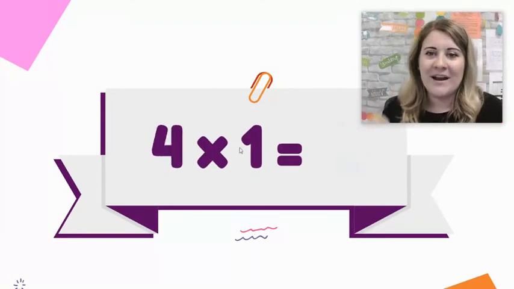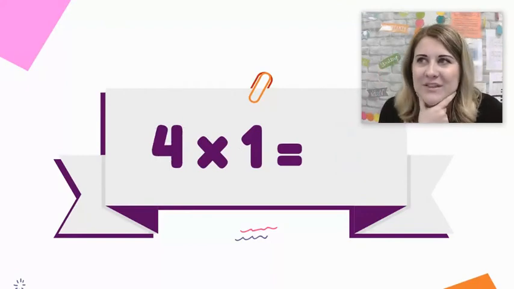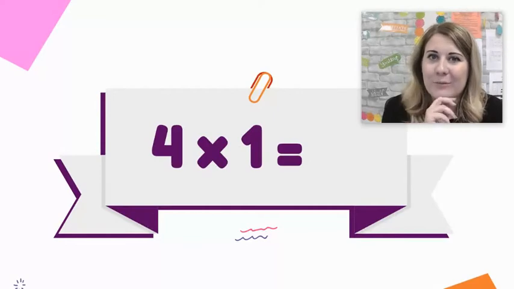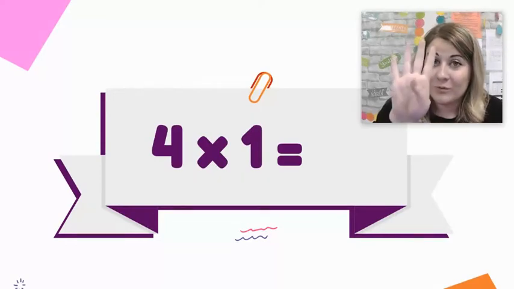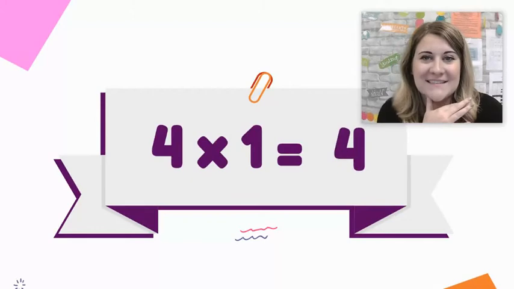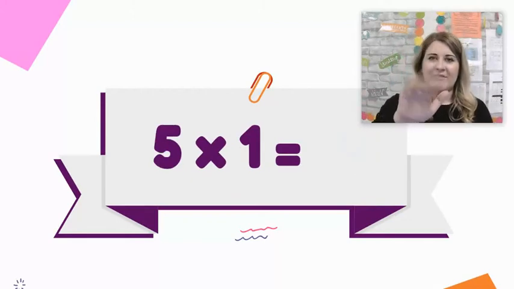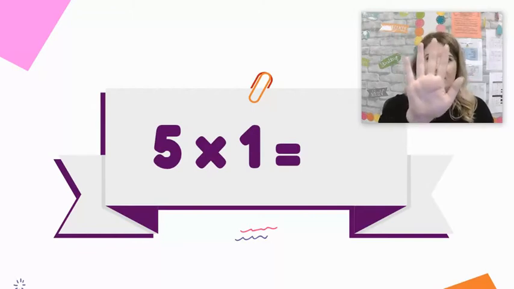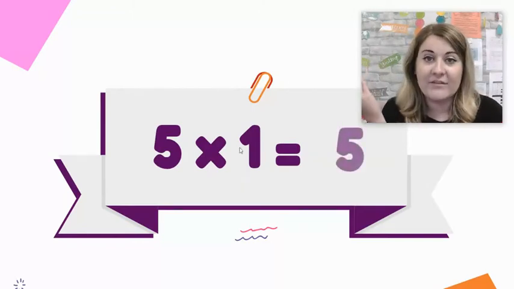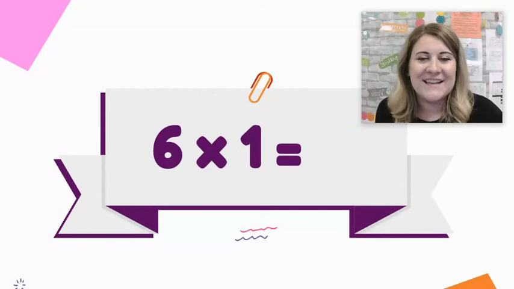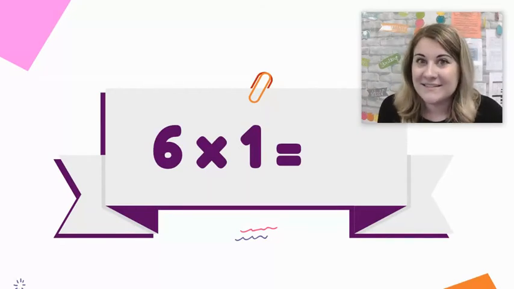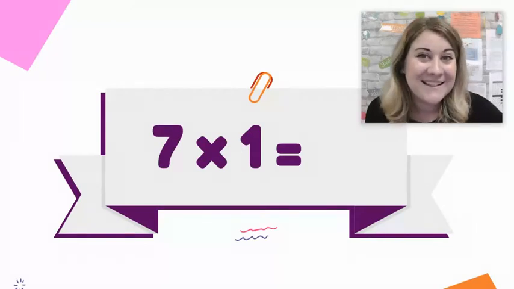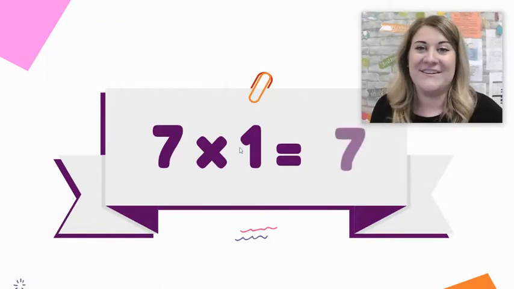All right, let's try 4. If I have 4 times 1, what do you think my answer is going to be there? If I write the number 4 down one time, 4. There you go. Excellent. What about 5? If I have the number 5 and I do 5 times 1, if I have 5 one time, my answer is 5. Okay? Same thing for 6. 6 times 1 equals 6. Very good. 7 times 1 equals 7. Yes, you're getting it.